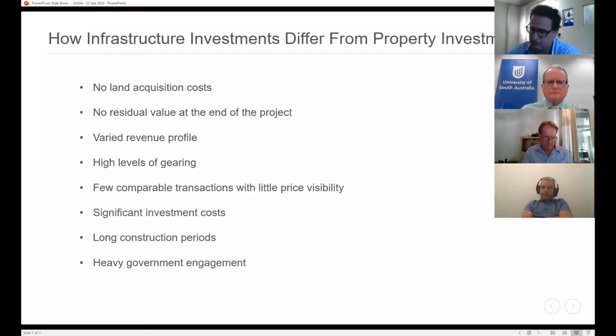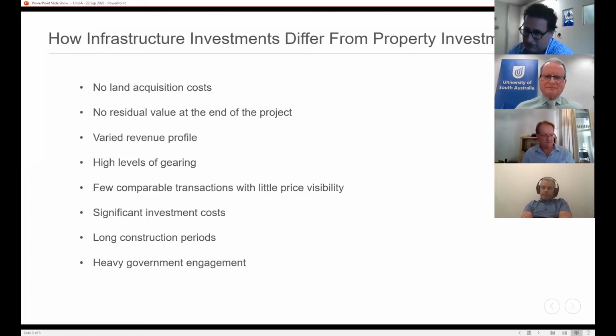And look, the last one is government engagement. As the term PPP, public-private partnership, suggests, these are projects that are procured by government. You're doing a lot of work with government. It doesn't always go as smooth or as easy as you'd like, but it's just something you've got to deal with, with heavy government involvement right the way through.